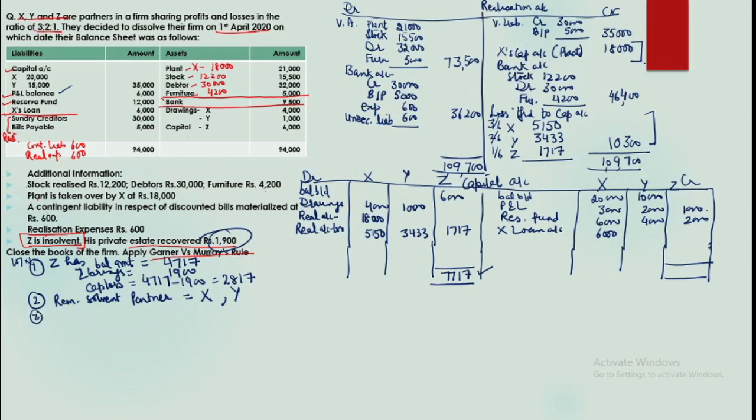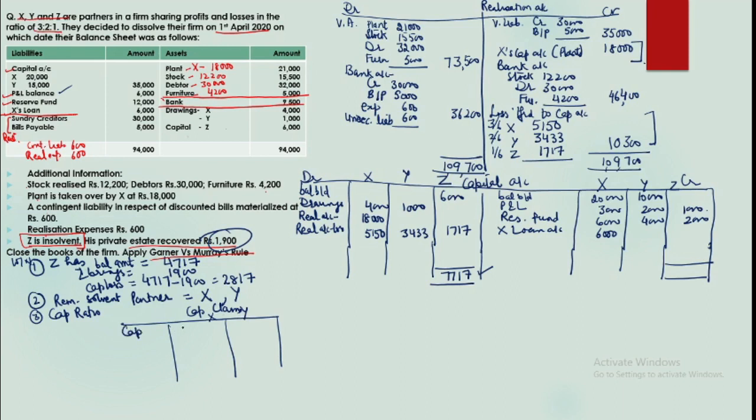So our third step will be to calculate the capital ratio. So what is the ratio? It is the ratio of capital claims. Since capitals are fluctuating, and you are not given current accounts, it's a fluctuating capital, so we will be calculating the capital claims of the partners. So how do we calculate? It is the claim on the date of the balance sheet. So pick up the balance sheet, write down their amounts.